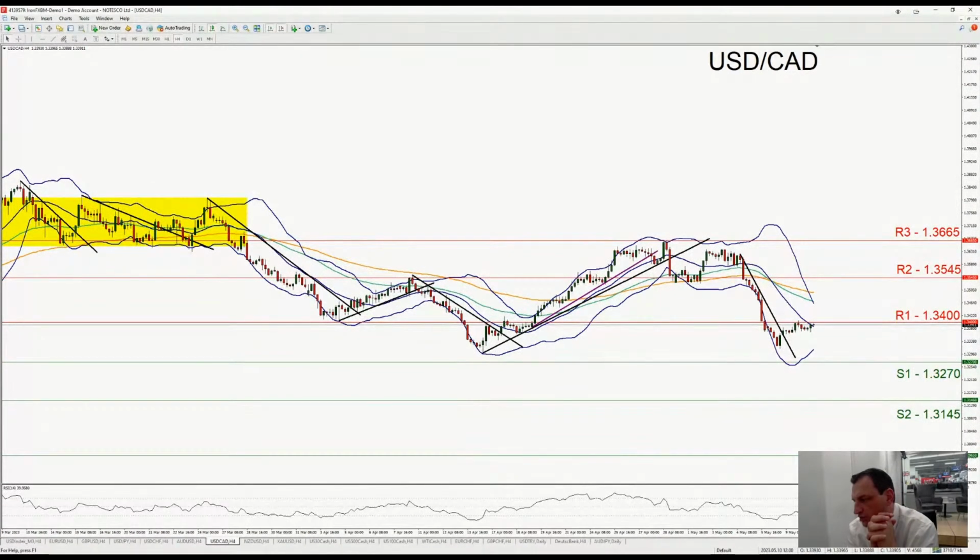I would be noting also that we have the 20 moving average, the median of the Bollinger Bands, the 50 and the 100 in green and in orange, respectively, exactly pointing downwards.